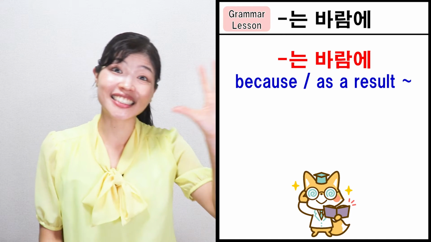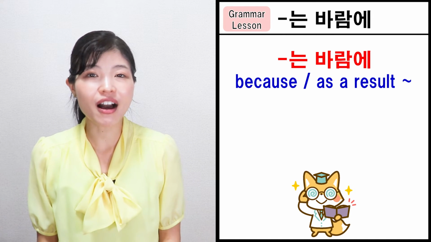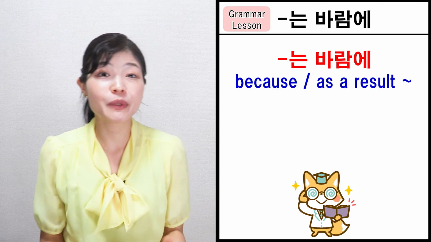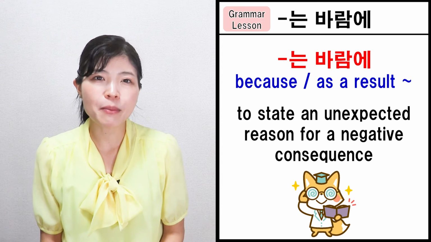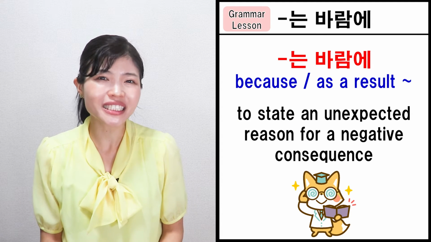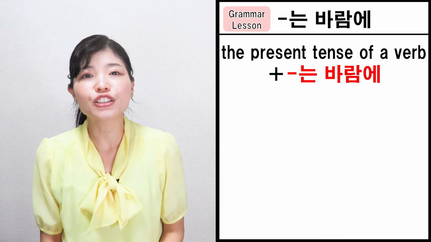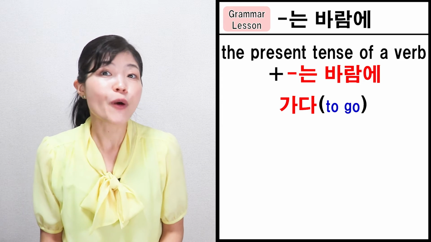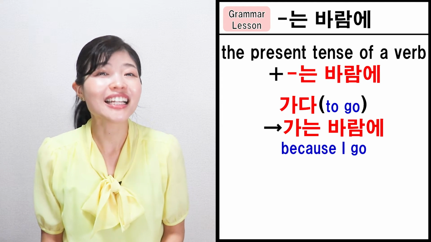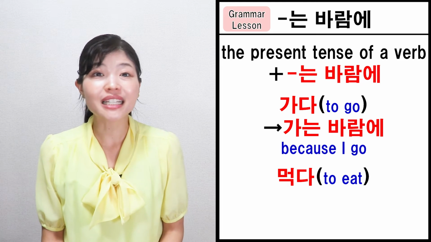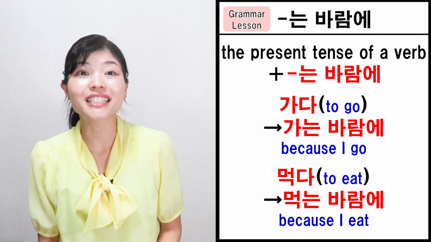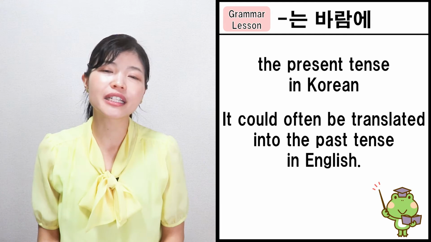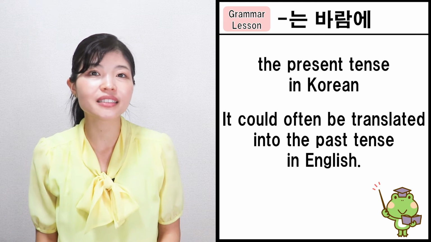Last but not least, let's look at the grammar 는 바람에, because, as a result. Unlike the heartwarming 덕분에, thanks to, which we learned earlier, you use 는 바람에 to state an unexpected reason for a negative consequence. How to conjugate is that you add 는 바람에 to the present tense of a verb. For example, 가다, to go, will be 가는 바람에, because I go. 먹다, to eat, will be 먹는 바람에, because I eat. It is the present tense in Korean. However, it could often be translated into the past tense in English.